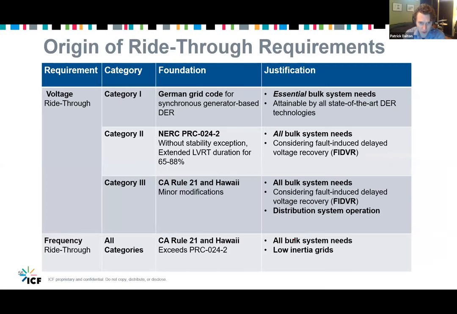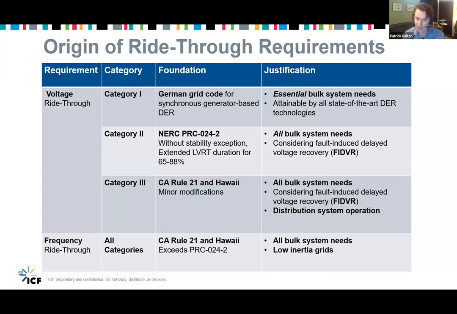These different categories are based off industry sources or industry experience, maybe, is the broad way to describe them. Category one, which we think of mostly for synchronous machines, is based on German grid code. There was a lot of modeling and analysis that went into these German grid codes, and so the IEEE standards adopted that.